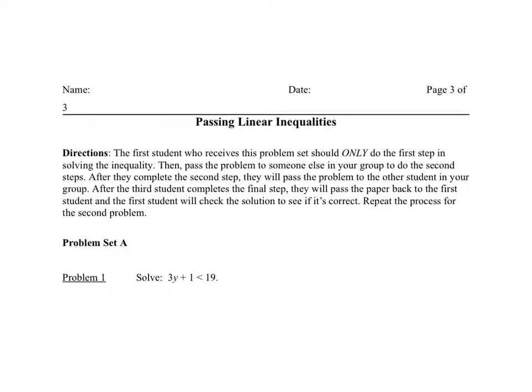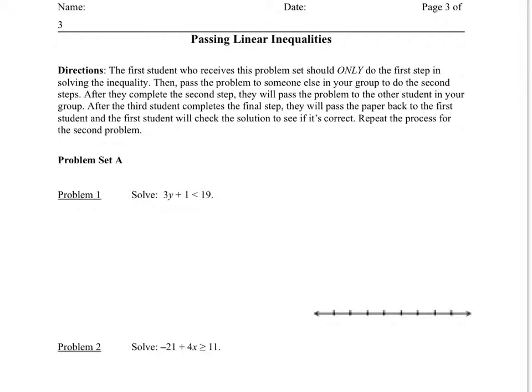Okay, so for this worksheet, passing linear inequalities, the first student who receives this problem set should only do the first step in solving the inequality. Then pass the problem to someone else in your group to do the second step. After they complete the second step, they will pass the problem to the other student in your group. After the third student completes the final step, they will pass the paper back to the first student, and the first student will check the problem to see if it's correct. Repeat the process for the second problem.